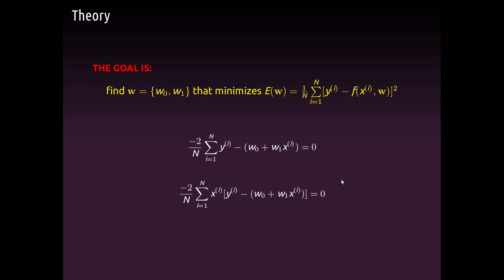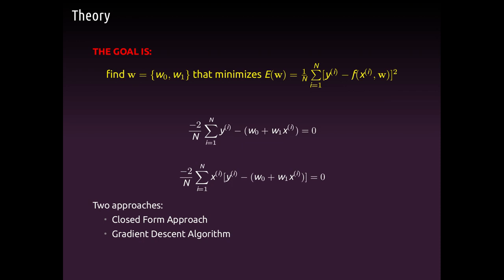And we have two common approaches to solve this system of equations. The first one is called the closed form approach, and the second method is called the gradient descent algorithm. And in the next video I'll try to explain both approaches in more detail and show you how we can solve the problem of linear regression using these two approaches. Thank you.